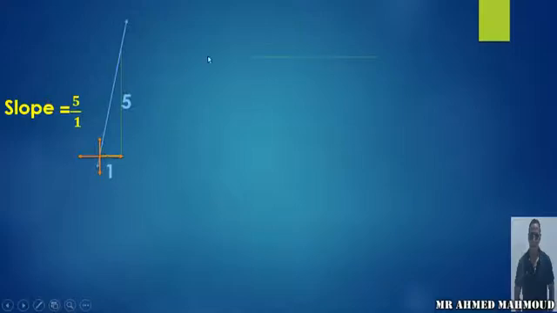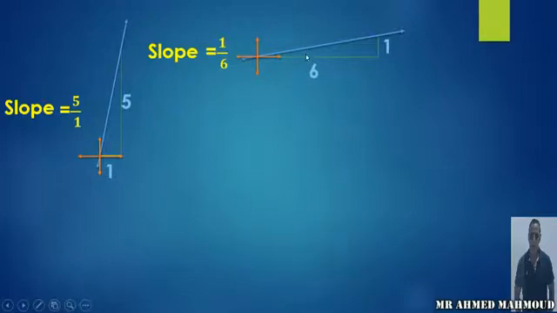Another case, if x here is a great number like this, for example 6, and y here is a small number, for example 1, now y over x, 1 over 6, represents a small number, then the line makes another angle like this. In that case the slope equals 1 over 6. We see here the slope is small, then the line makes a small angle with the positive direction of the x-axis. If the slope is big, it makes a big angle with the x-axis. If the slope is small, it makes a small angle with the x-axis.